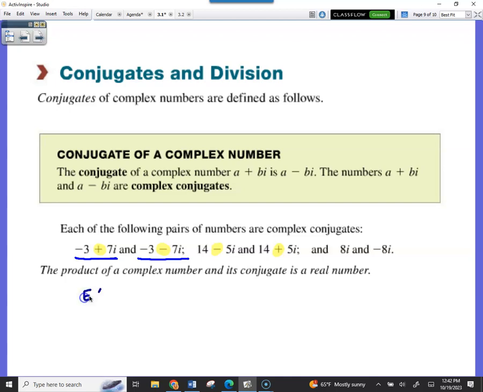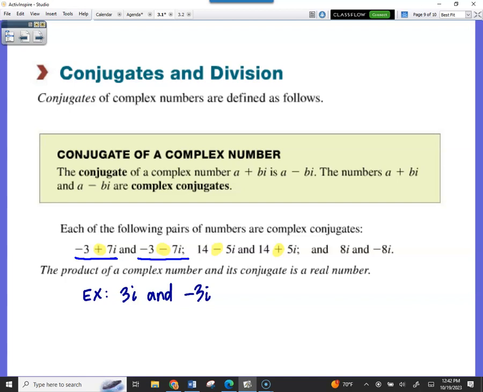Let's do another example because sometimes this one trips people up. The conjugate of 3i would be what? Negative 3i, -3i. That one looks weird because there's no real part. But it's the same concept. You just change the sign of the imaginary part.